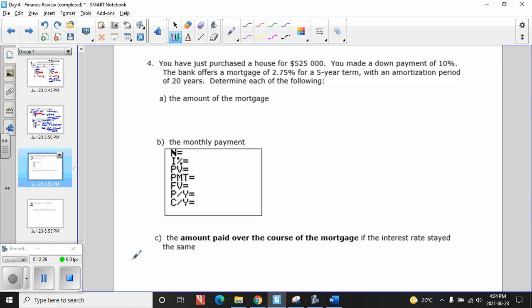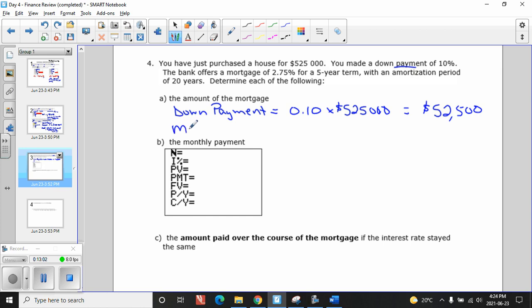So this format is very similar to the finance mini test. So this will be like another run through of that style of question. For the amount of mortgage, we're going to first have to figure out the down payment. And then we can take that off of the total. Down payment, 10% or 0.1 times 525,000. And that's 52,500.